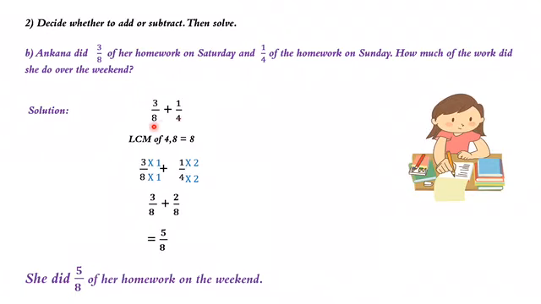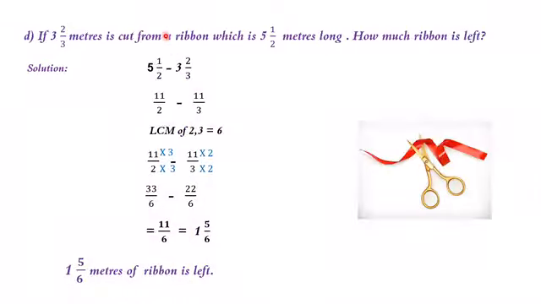When we notice the denominators are different, we have to take their LCM. LCM of 4 and 8 is 8, and then we convert them into their equivalent fractions. We get 3 by 8 plus 2 by 8. Adding the numerators, we can say that she did 5 by 8 of her homework on the weekend. A very simple question. Let us see the next one.